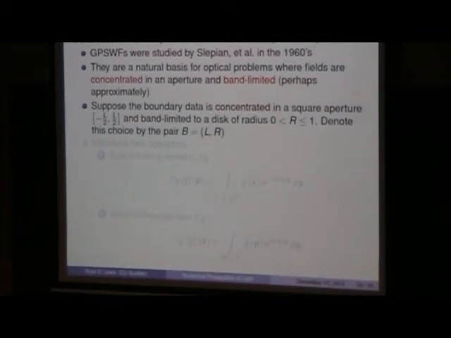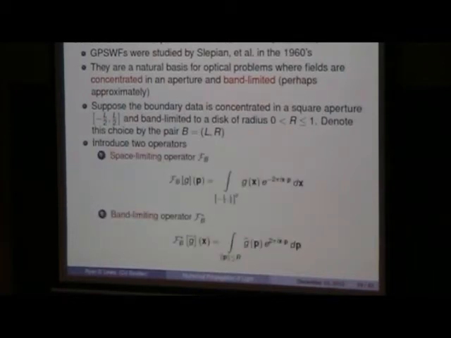So in our case, to be definite, we'll say that our fields are concentrated in some square aperture of side length L, and they're band limited by some R. Because we've decided to deal with the evanescent wave separately, we can say that our band limit is at most 1, and in certain cases it might even be less.